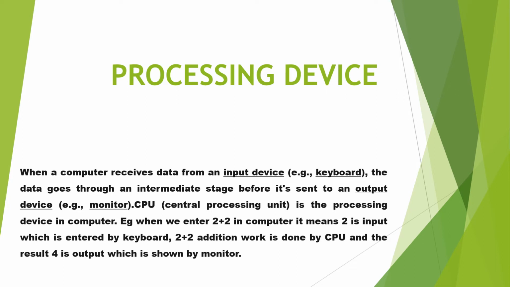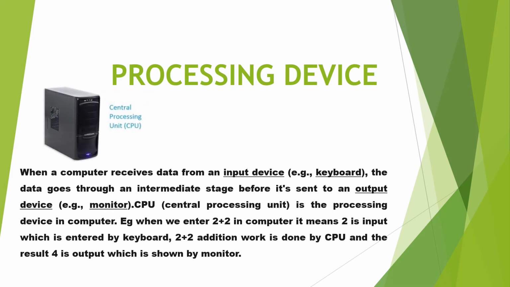So 2 plus 2 is the input. The addition work is done by the CPU, and the result is 4, which is shown by the monitor. So input, processing, and output. In the last session, we have also discussed the IPO cycle. So this is a CPU.